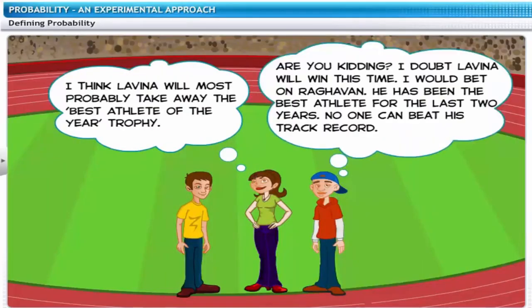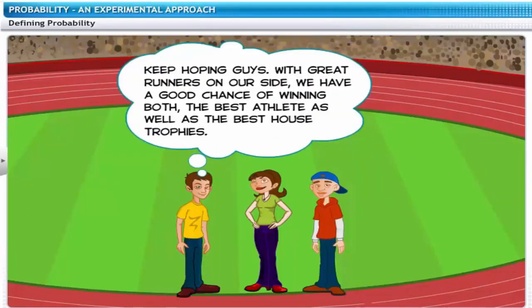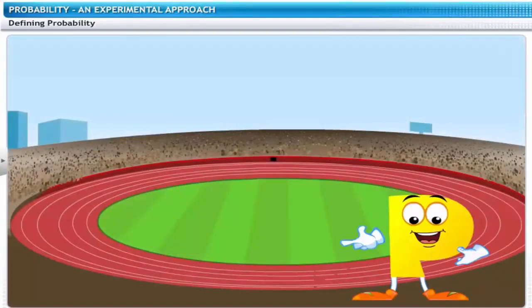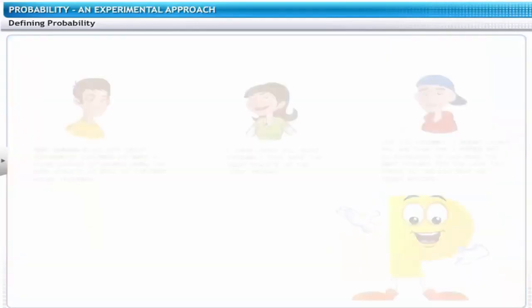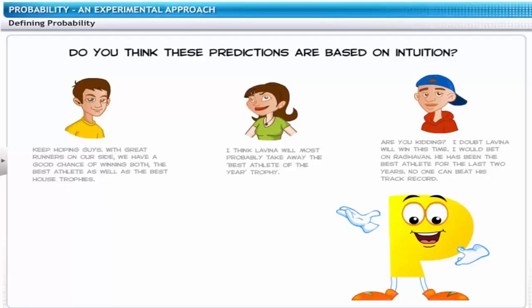Let's look at this scenario. Remember the annual sports day when a lot of speculations were going around? In this scenario, each person is seen making different predictions that are related to the same situation. What do you think are the basis of these predictions? Do you think these predictions are based on intuition? Or are these a result of mere wishful thinking?